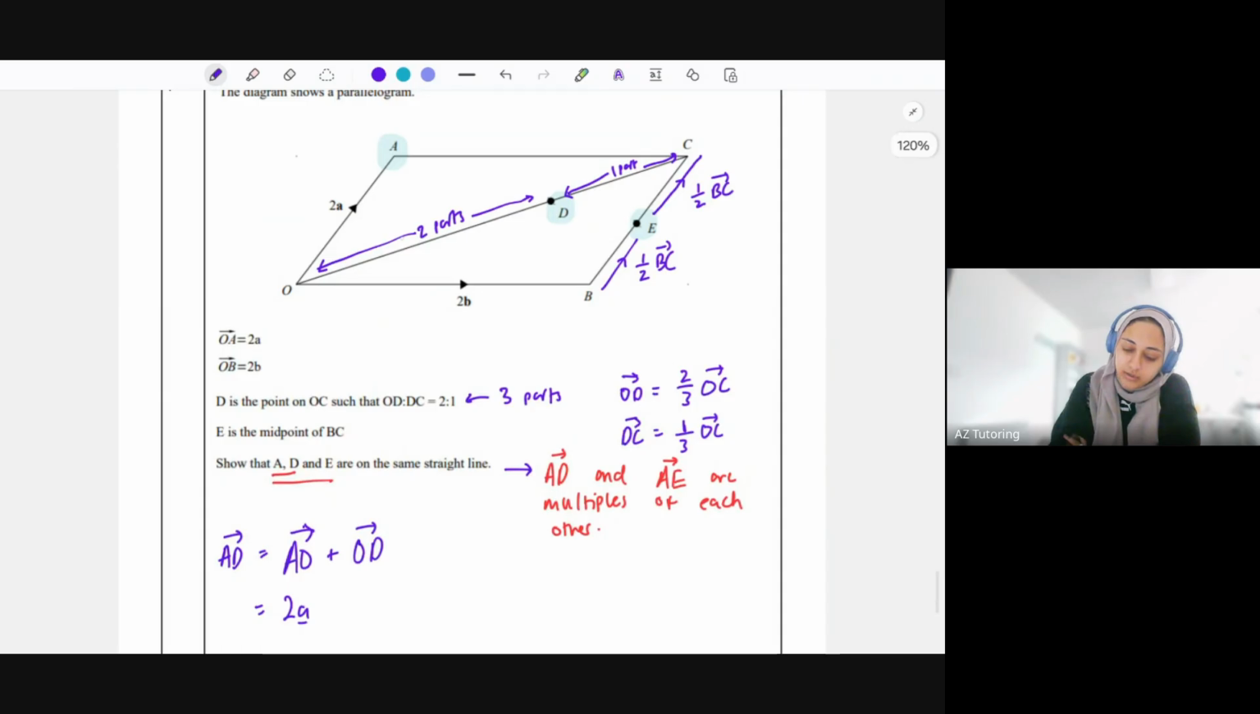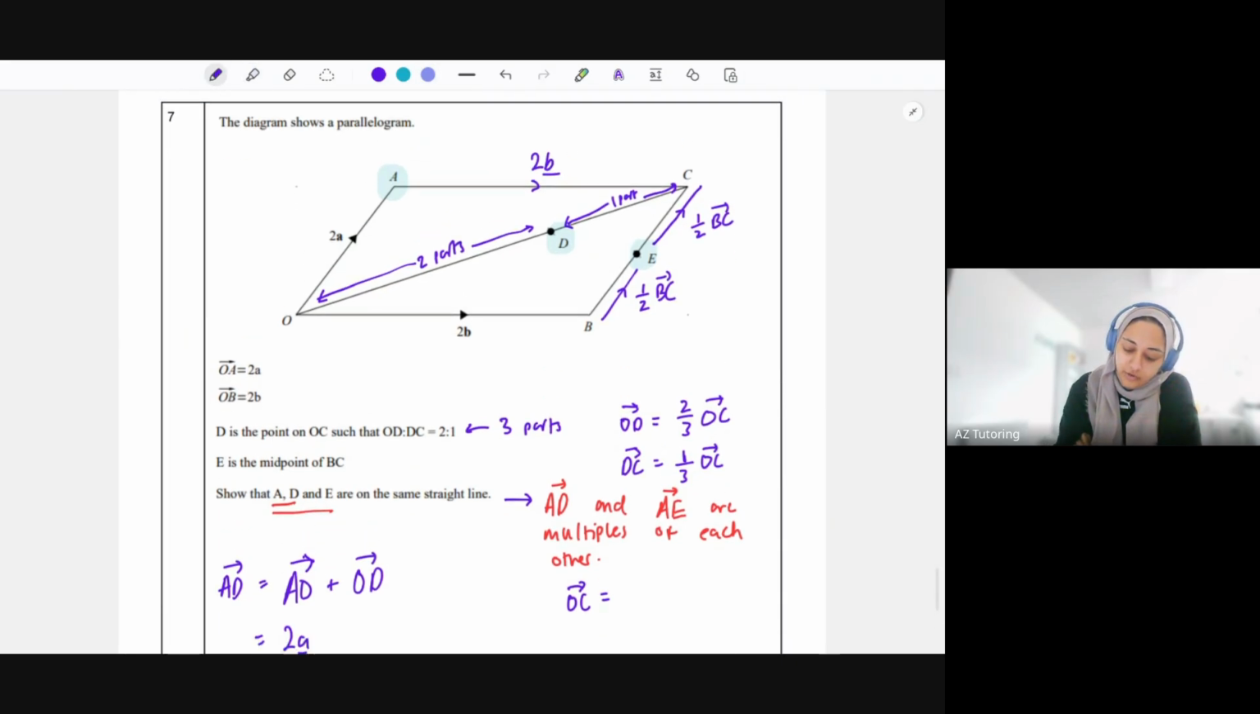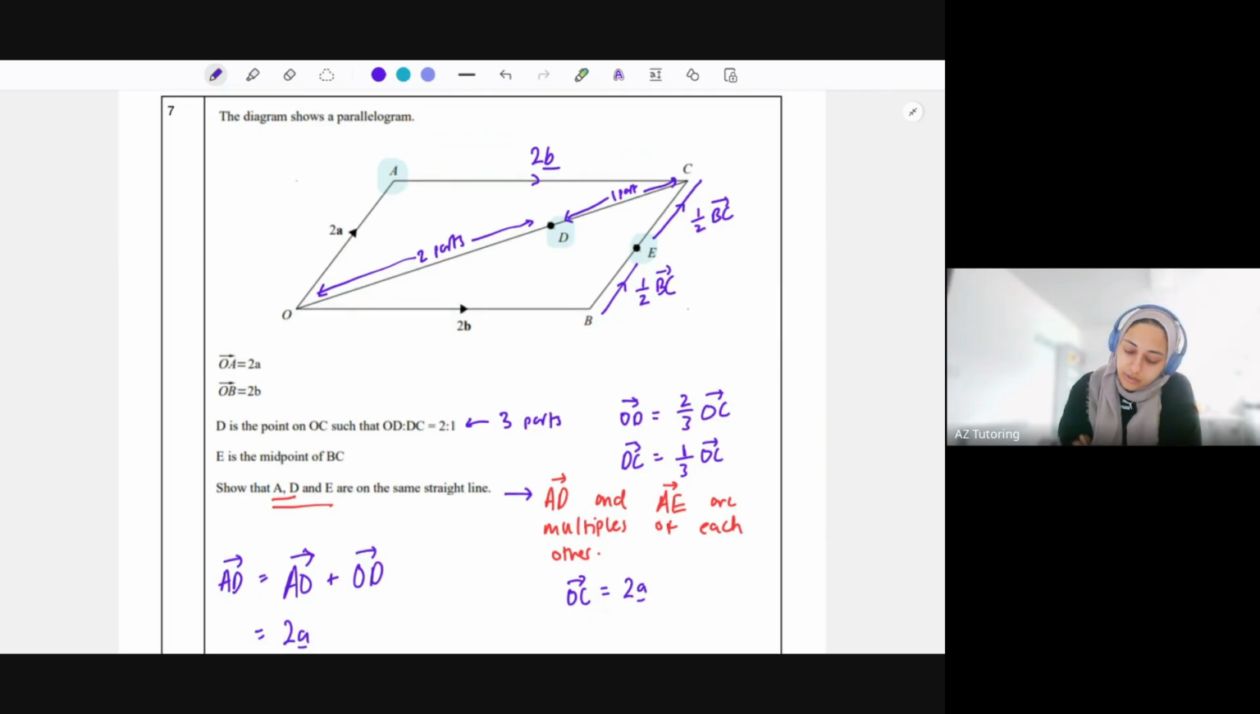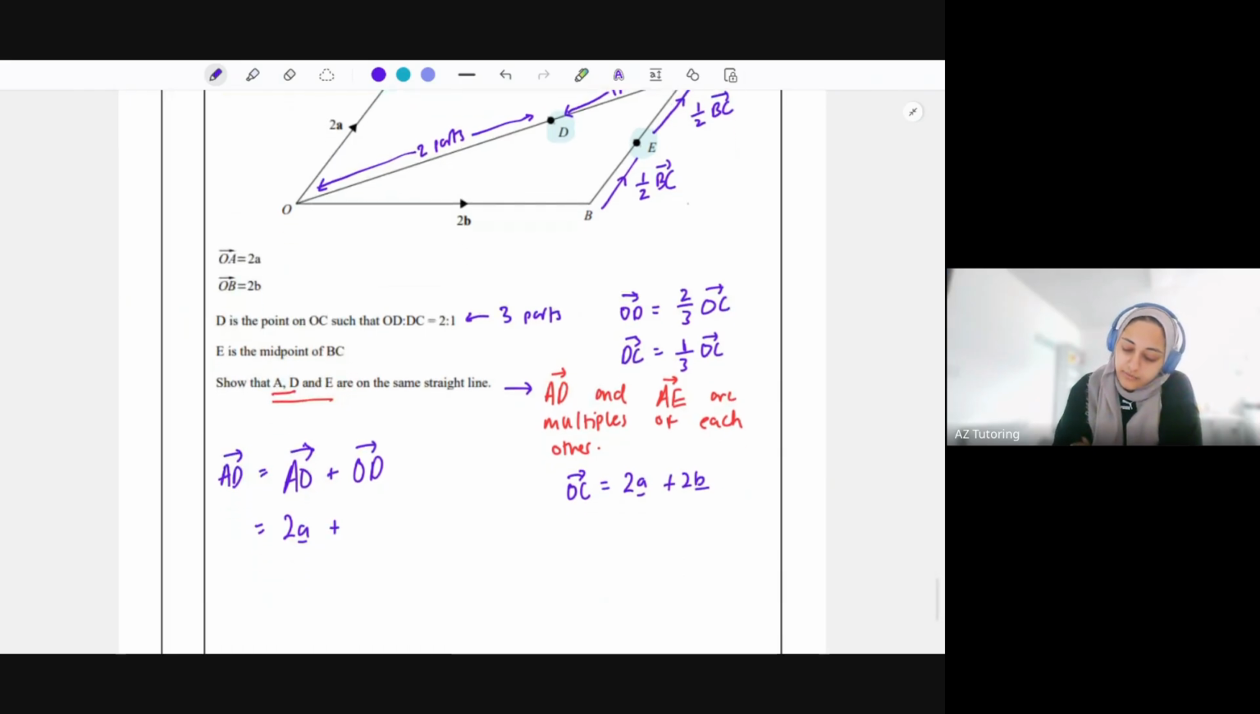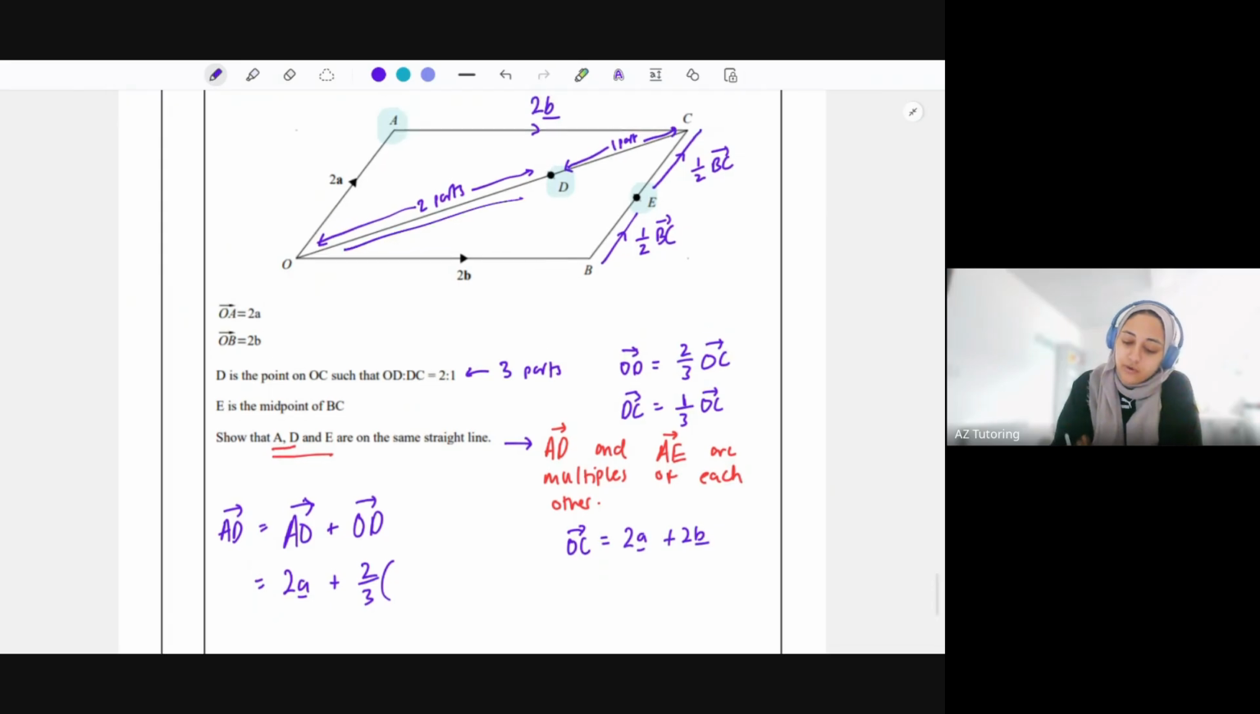and O to D, well, we've said O to D is 2/3 of OC, so we just need to find OC. What is OC? To get OC, I could go OA plus AC. And what is AC? AC is 2B because it's parallel to OB. So this up here is 2B. So therefore, O to C is 2A this way plus 2B the other way. So therefore, OD is 2/3 of OC, which we've said here, because it's 2 out of the 3 parts. So of OC, which is 2A plus 2B.